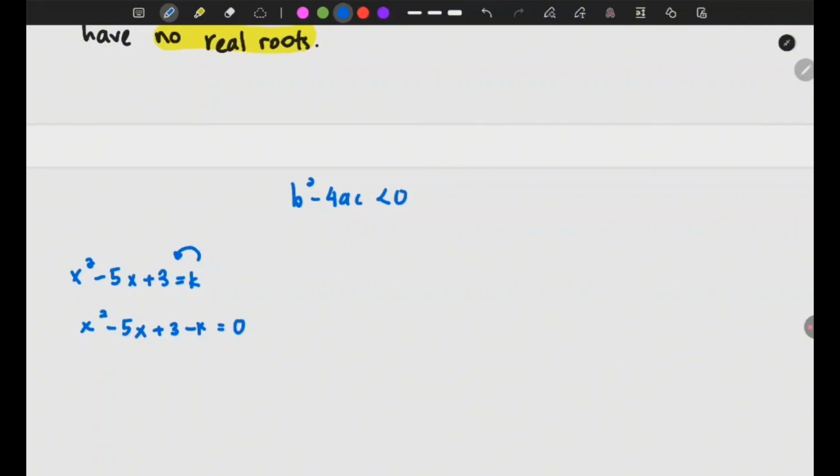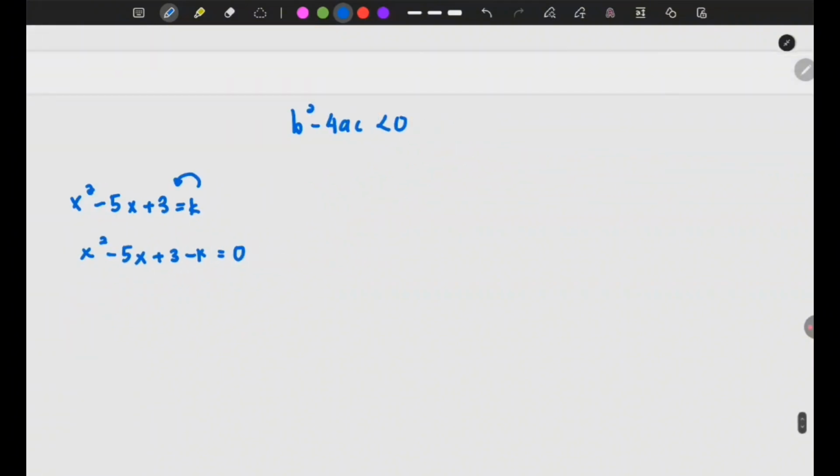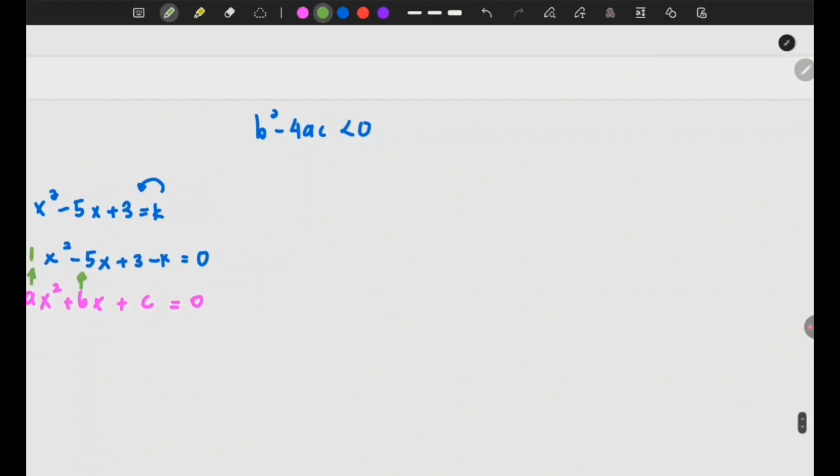ax squared plus bx plus c equals 0. And there you go, this is my a. My a is 1, my b is negative 6, and my c is 3 minus k. Give me a moment. I shouldn't say find the value, I should say find the range.